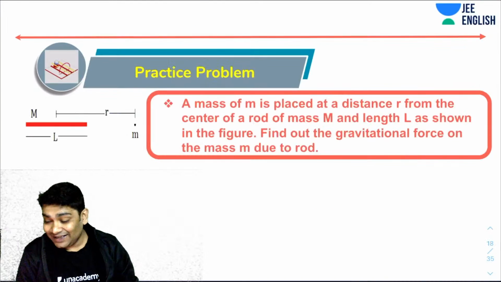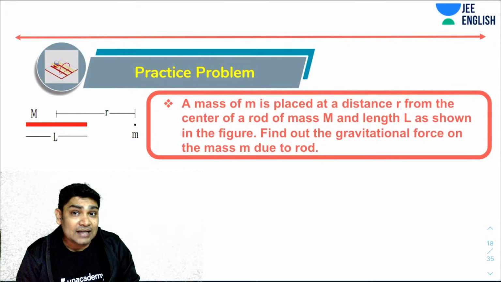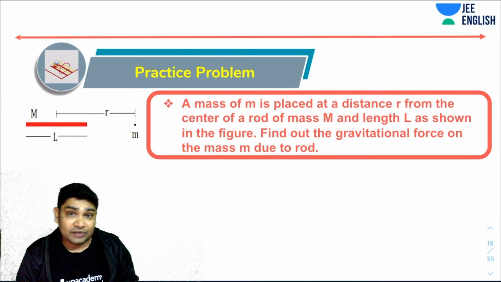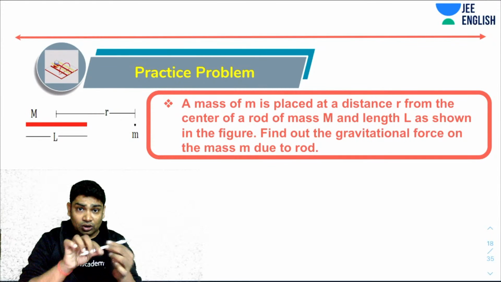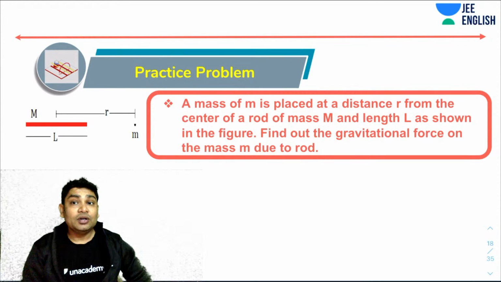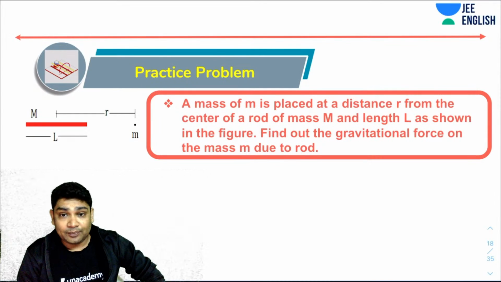Now, why don't I try a problem with this? Let's give one problem a try. A mass small m is kept at a distance r from the center of a rod of mass capital M and length capital L, as shown in the figure. So you have a long rod of some mass and some length, and a small mass kept in front. You have to find the gravitational force on the mass small m due to the rod.